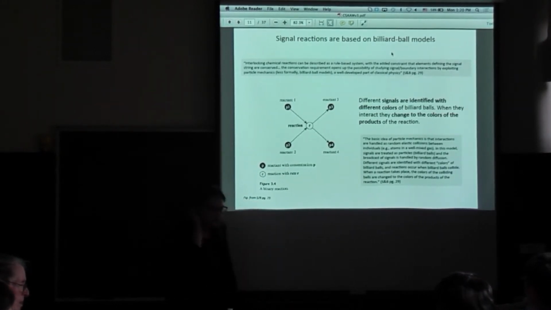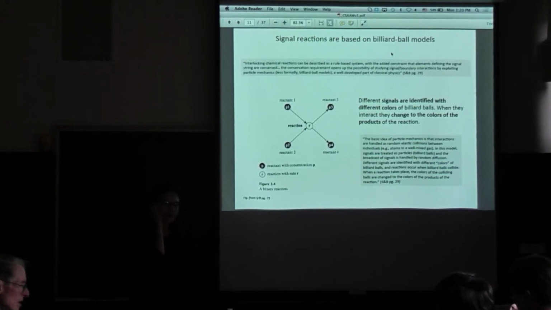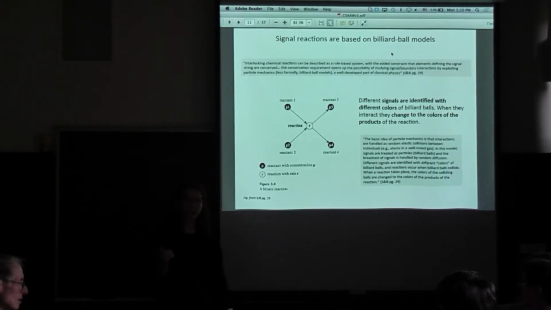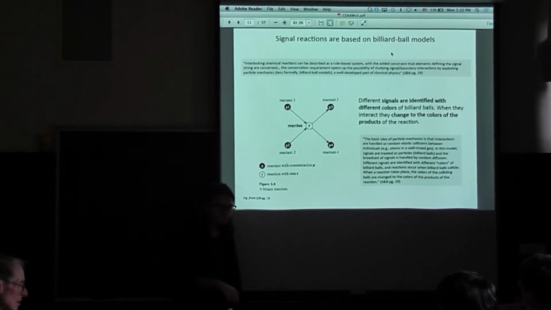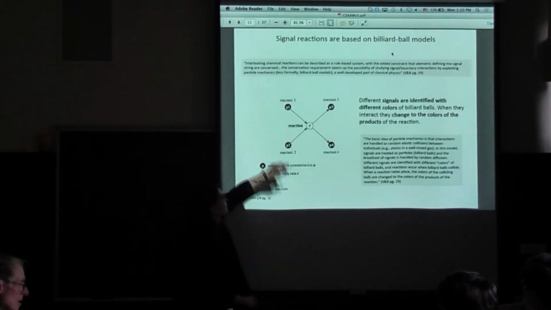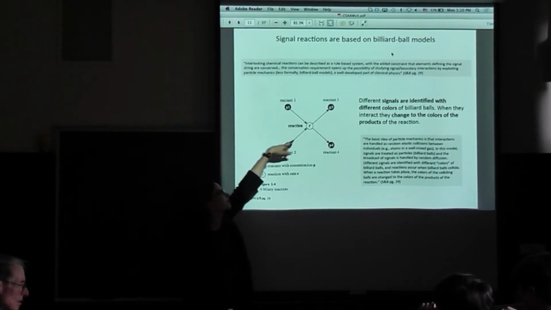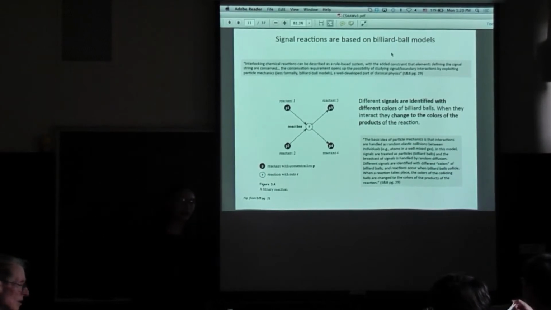Briefly, signal reactions are based on billiard ball dynamics from particle physics, and you achieve this by using the classifier rules and imposing a requirement that there's a conservation of elements. The basic idea is different signals are defined as different colors of billiard balls, and when they interact, they change the colors of the products of the reaction. So you could have a signal with a certain tag interact with a signal with a certain tag, and produce two different signals with a certain set of tags.